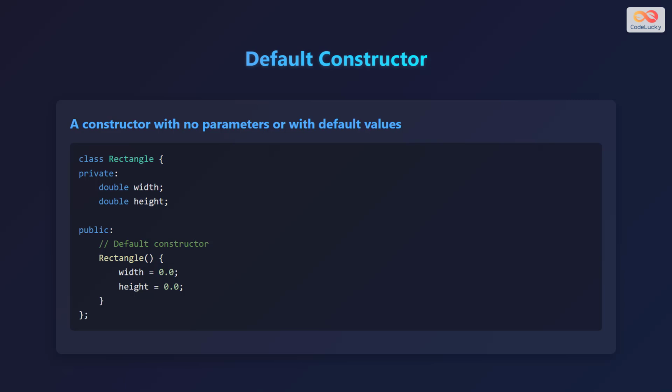A default constructor is a constructor that either takes no parameters or provides default values for all its parameters. Consider a class Rectangle with private members width and height. The default constructor, Rectangle with empty parameter list, initializes both width and height to 0.0.